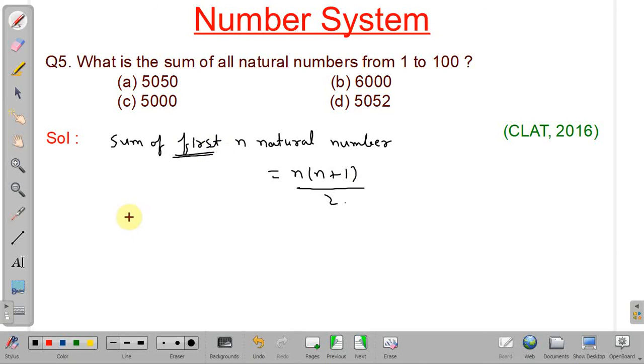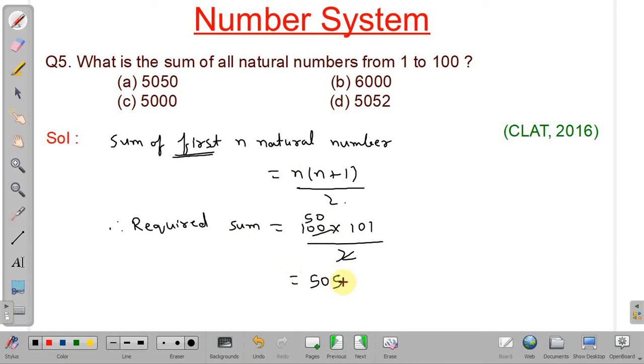Okay. Therefore, required sum, we have 100 as n. So 100 into 100 plus 1, that is 101 divided by 2. So 50 into 101. So it will be equal to 5050. So our answer will be option number A.